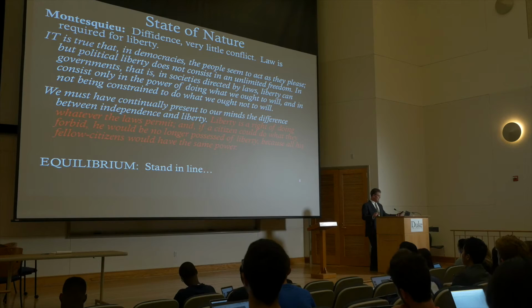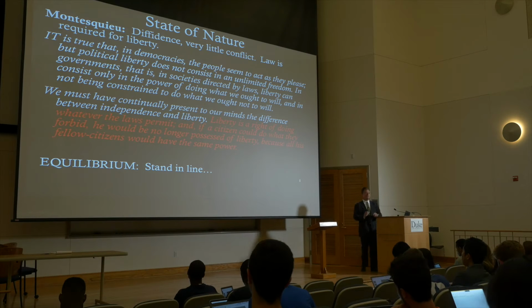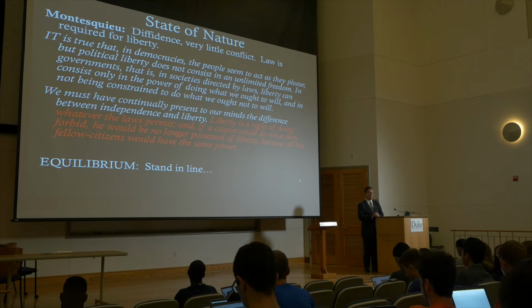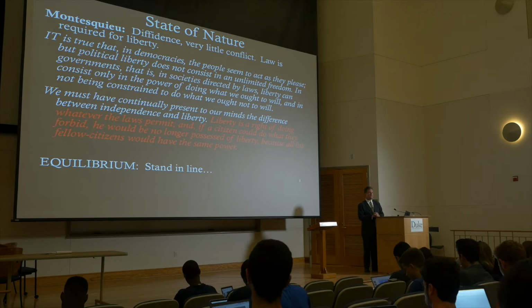So when you read Montesquieu again, he is no longer possessed of liberty because fellow citizens would have the same power. Liberty is a right of doing what the laws permit. If a citizen could do what they forbid, he would no longer be possessed of liberty. Now that seems paradoxical. The way to be free is to find a way to bind myself. But the key is, the way to be free is to find a way to bind all of us. All of us are bound by laws we all agree to, would be this approach to the origins of the state.